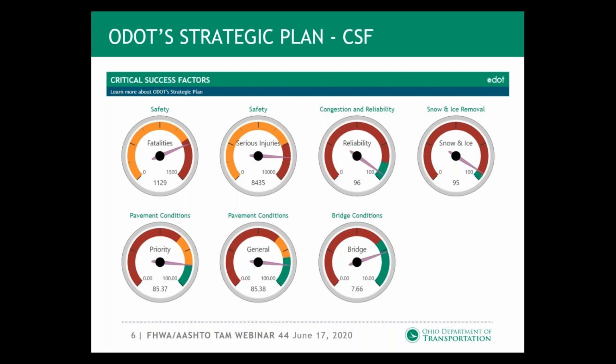But how do we measure this responsibility? How are we achieving these goals? We do that by utilizing data that we've incorporated with our asset management plan. This is a quick look at the critical success factors that we've developed for some of our major areas, and this is an example of the dashboards we utilize within ODOT to track where we're at with some of these key areas.